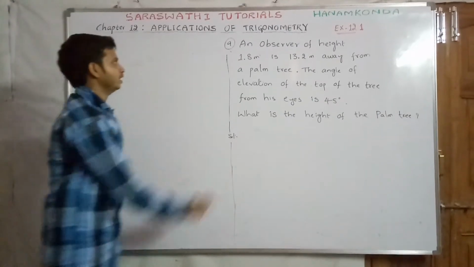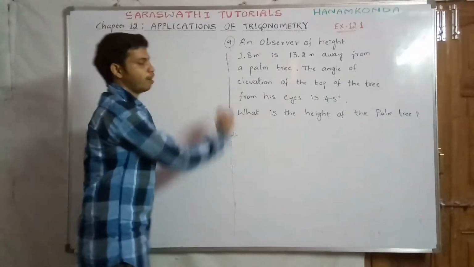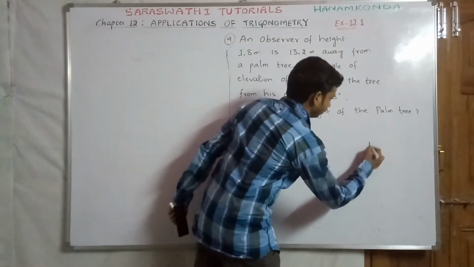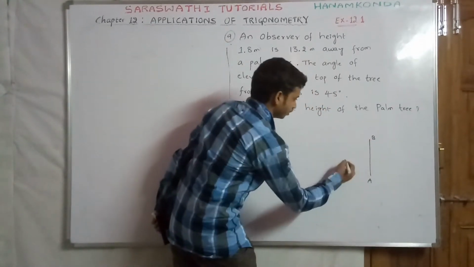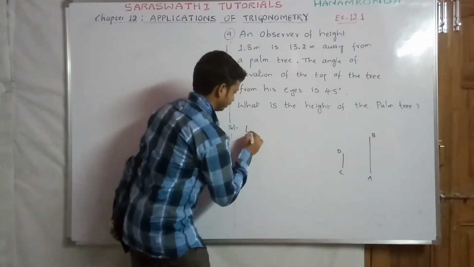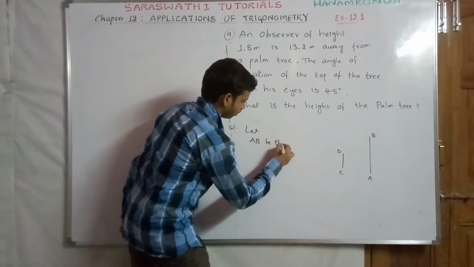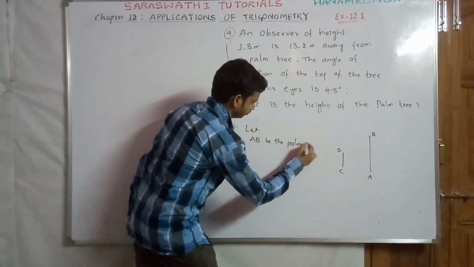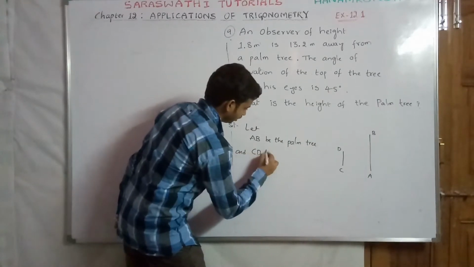So the next question is, an observer of height 1.8 meters is 13.2 meters away from a palm tree. Okay. So let AB be the palm tree and CD be the observer.